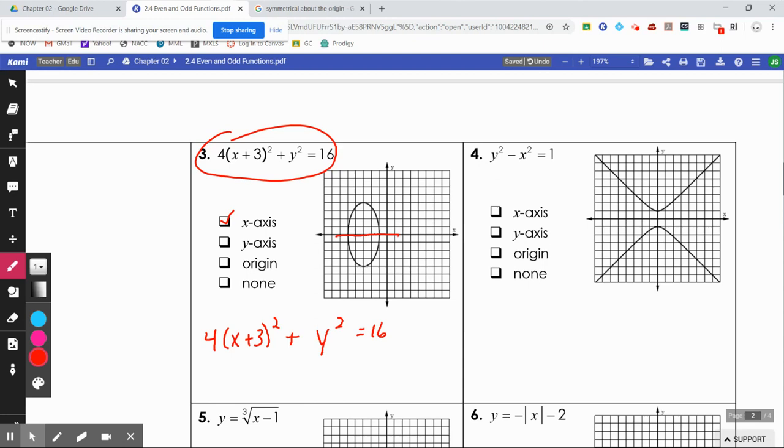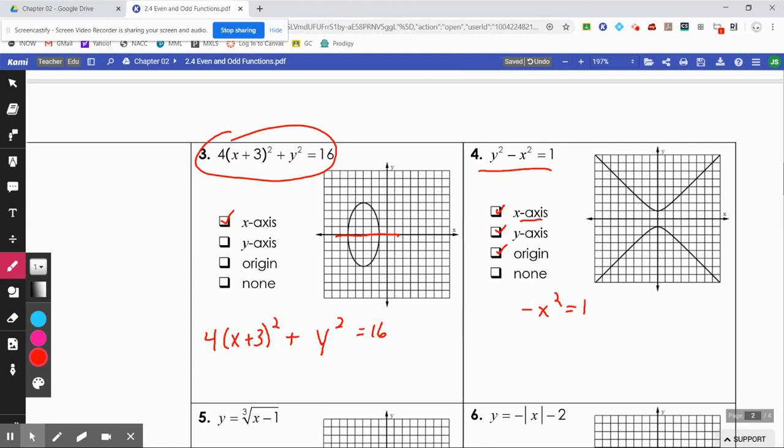Okay, the next one looks like it actually has every type of symmetry. Looks like you could flip it across the x-axis and get the same graph, flip it across the y-axis and get the same graph, and then it would have rotational symmetry as well. So let's test all 3. We'll start with x-axis symmetry. That means that we can take out y and replace it with negative y. So you get negative y squared minus x squared equals 1. If that gives you the original back, then it has x-axis symmetry. And you see this. When you square each part, a negative y gives you a positive y squared, which is the original again. So yes, it has x-axis symmetry.